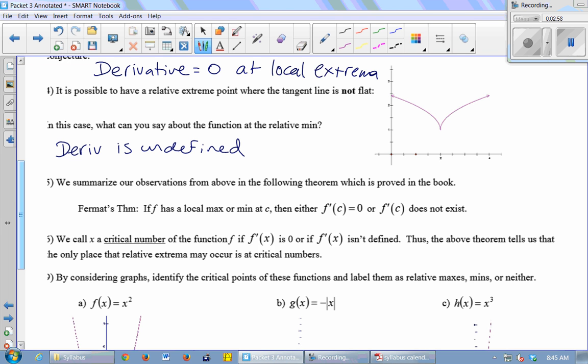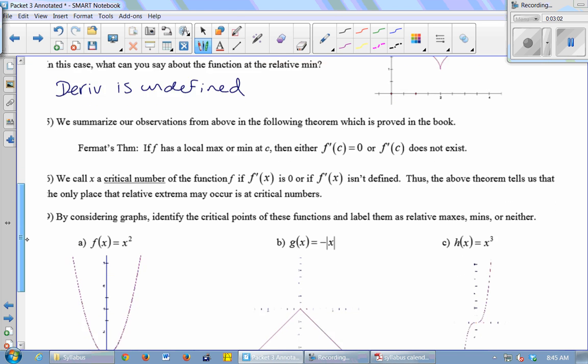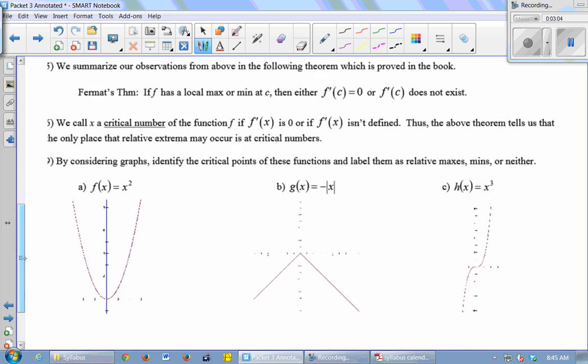So we summarize these observations in this theorem. It's proven in the book. We're not going to prove it together in class. It's called Fermat's Theorem. It says that if f has a local max or min at c, either f prime of c is 0, meaning you have a horizontal tangent line there, or f prime of c doesn't exist, meaning you have some kind of a corner point or discontinuity.